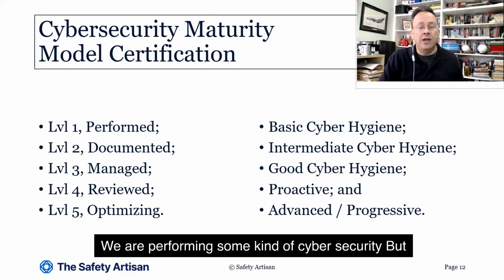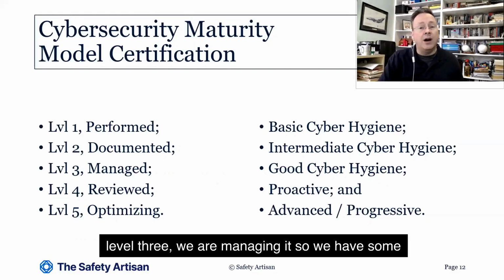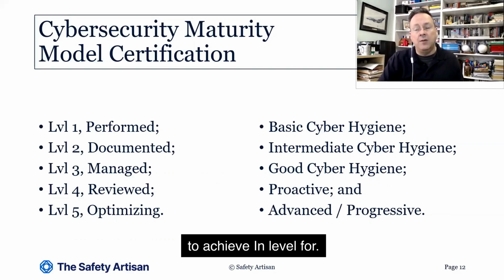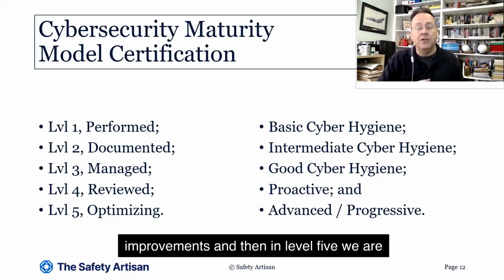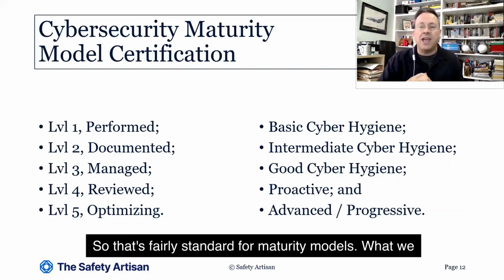At the lowest level, we're performing some kind of cybersecurity, but probably not very well, not consistently. In level 2, we're documenting it. In level 3, we are managing it, so we have some measurable objectives that we're trying to achieve. In level 4, we are reviewing it and hopefully bringing in improvement. And then in level 5, we are continuously improving and optimizing. So that's fairly standard for maturity models.